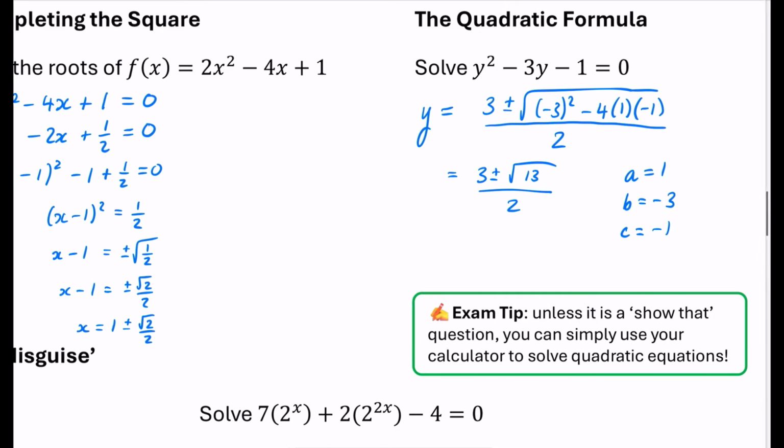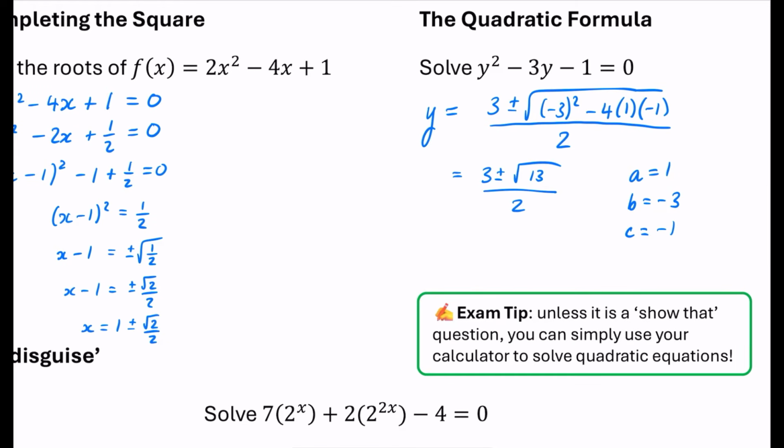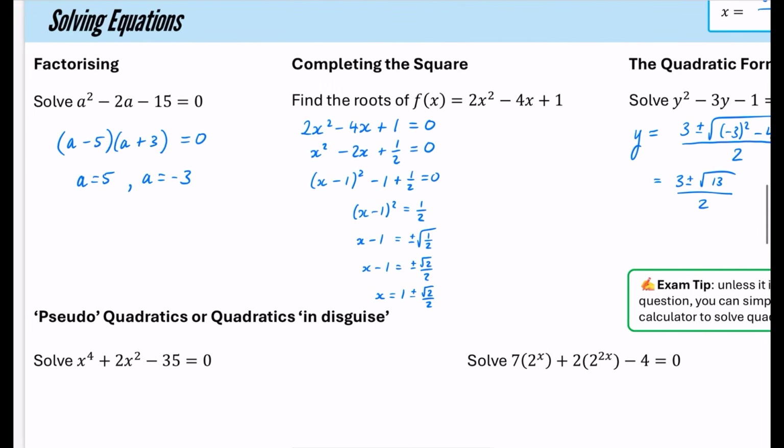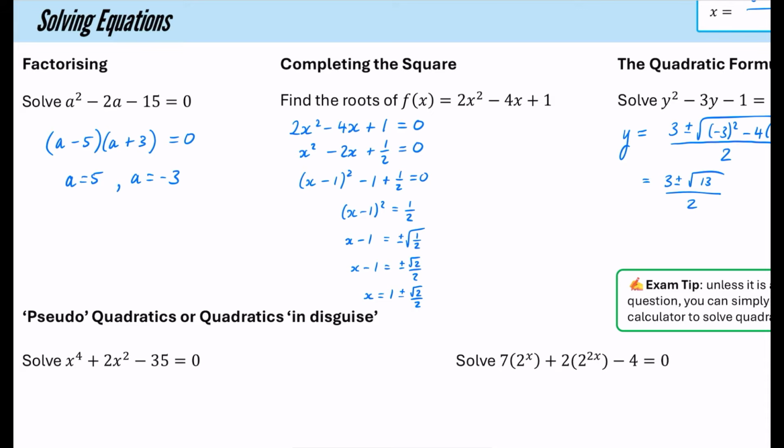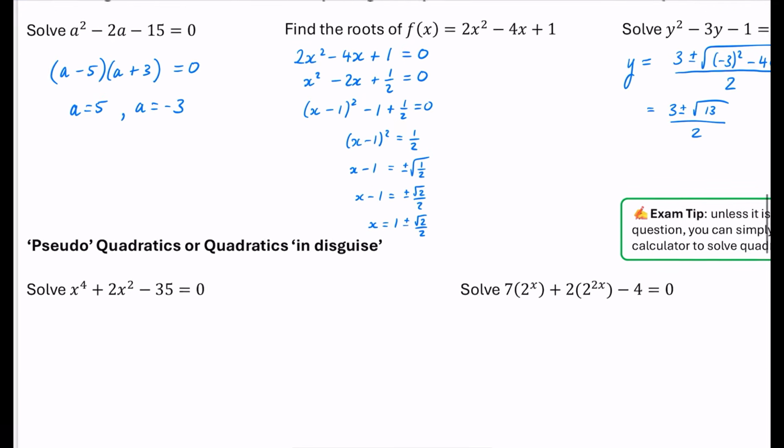Now, there is obviously an exam tip. Unless it is a show that question, you can simply just use your calculator to solve quadratic equations. So even here, you could have just put this into the equation. It would say 5 and minus 3, but if it was a show that question, you wanted to show all of the algebra, you could then just obviously, you know that those would be the brackets because you know that they would correspond to these answers. So you can be a bit sneaky in using your calculator.